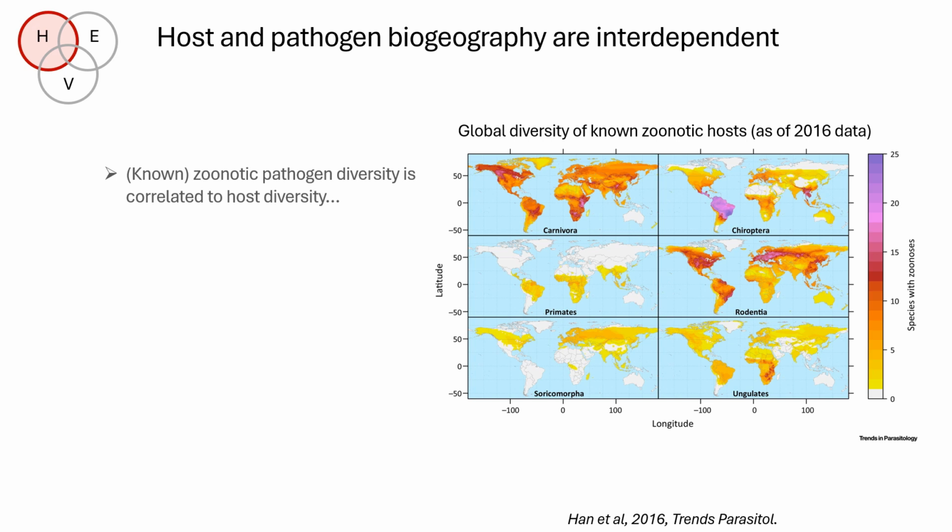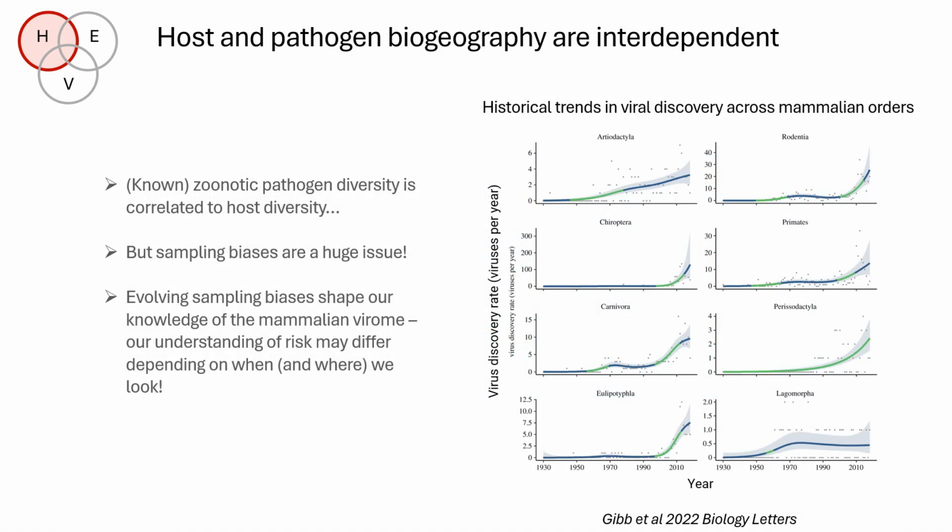So there's a certain sense that zoonotic pathogen diversity is correlated to host diversity, and this might be one reason why we see higher rates of spillover and emergence of many pathogens within tropical regions that are highly biodiverse. But on the other hand, just a caveat here that sampling biases are really a massive issue.